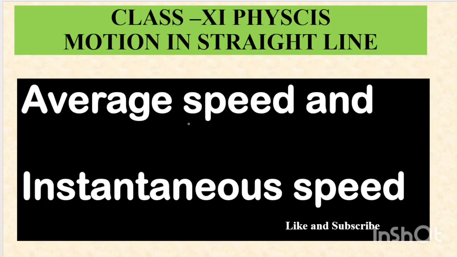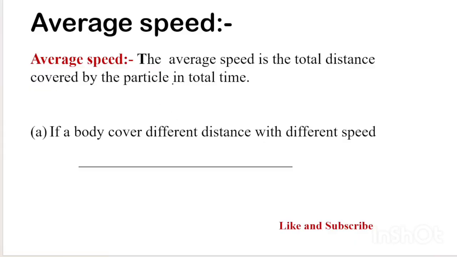Hello students. Today we will discuss average speed and instantaneous speed. Average speed is the total distance covered by the particle in total time. So the formula for average speed is equal to total distance upon total time.